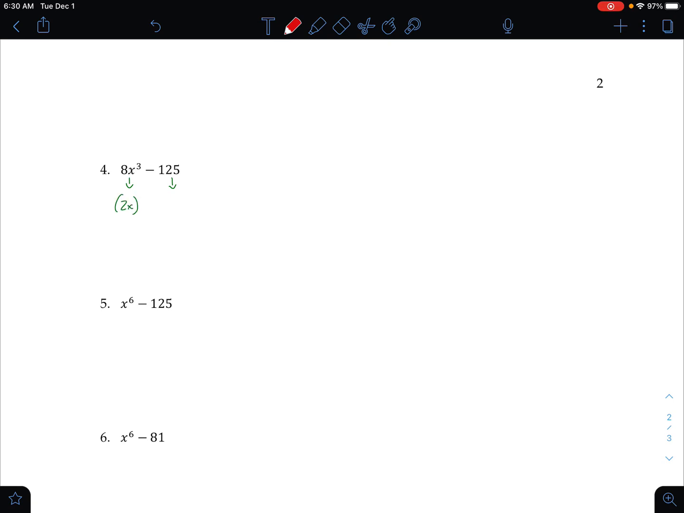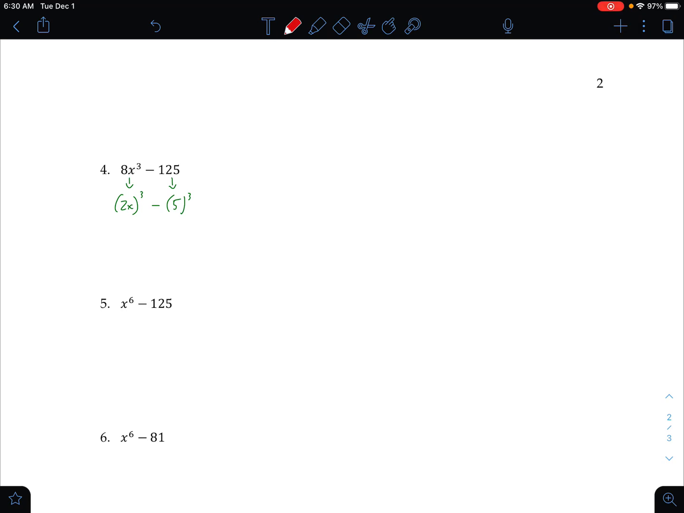So I can take this and say, well, that's 2x to the third, 2 times x to the third. 2 times x times 2 times x times 2 times x would give me 8x to the third. My minus sign, and we know that that's 5 to the third. So sometimes you're not just going to have a plain old x in the front, just like we saw when we had difference of 2 squares with something like 25x squared minus 36, something like that.